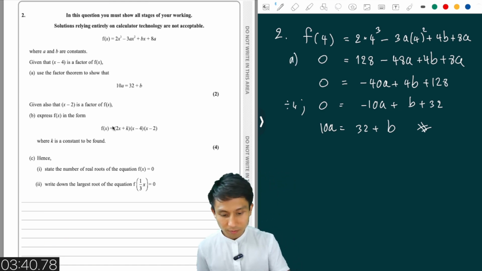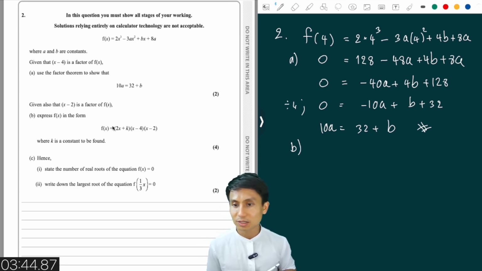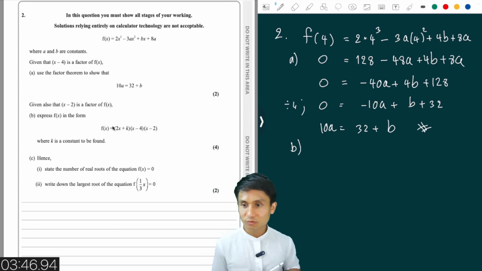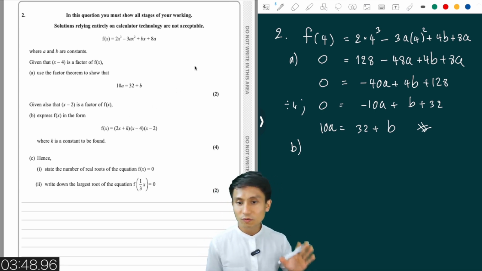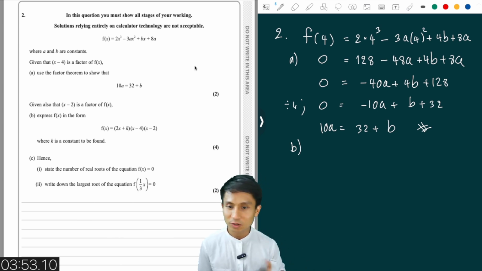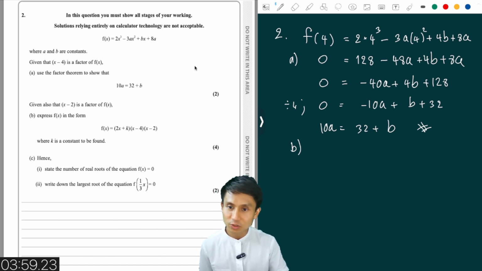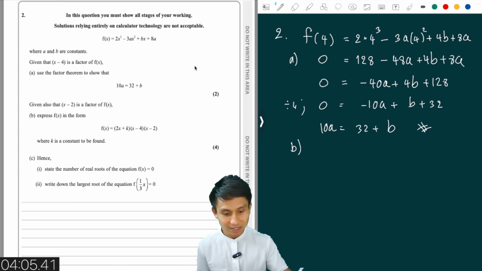Now for part B, also given that x minus 2 is also a factor, express f(x) in the form. We know for sure that there is an x minus 4 and x minus 2 in, and the other one we just work it out. So how about we do this first? We can do it a number of ways. We can also just get another equation.